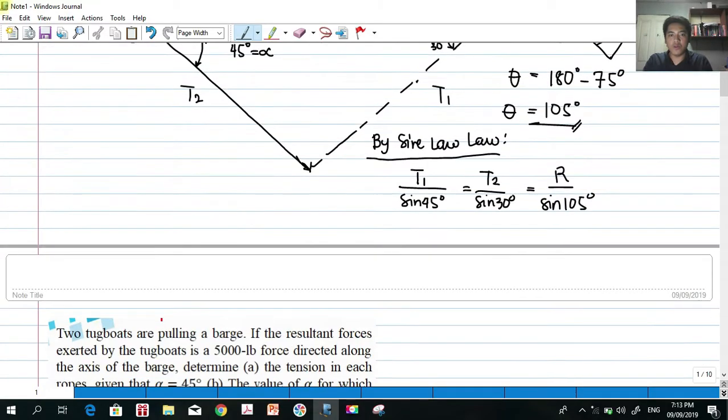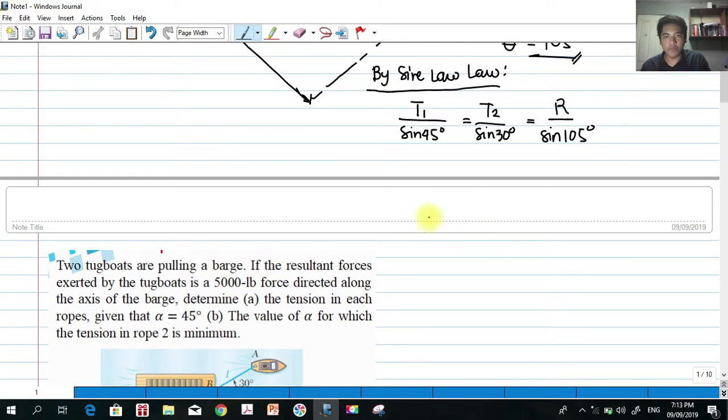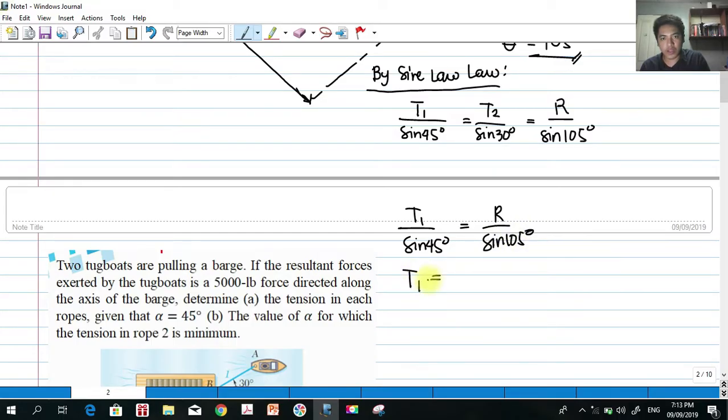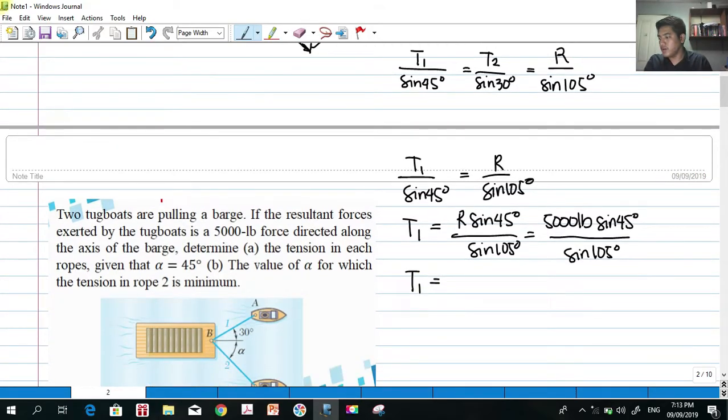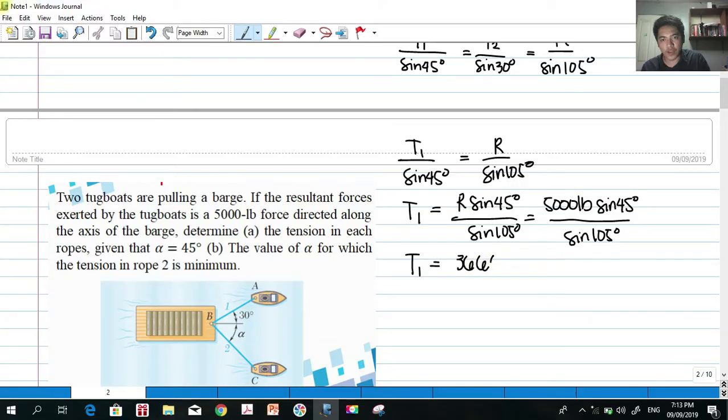So, how can we solve? We can solve by first T sub 1 over sine 45 degrees is equal to R over sine 105 degrees. If I cross multiply that, T sub 1 is R sine 45 degrees over sine 105 degrees, equivalent to 5,000 pounds sine 45 degrees over sine 105 degrees. So T sub 1 is now equal to 3,660 pounds.